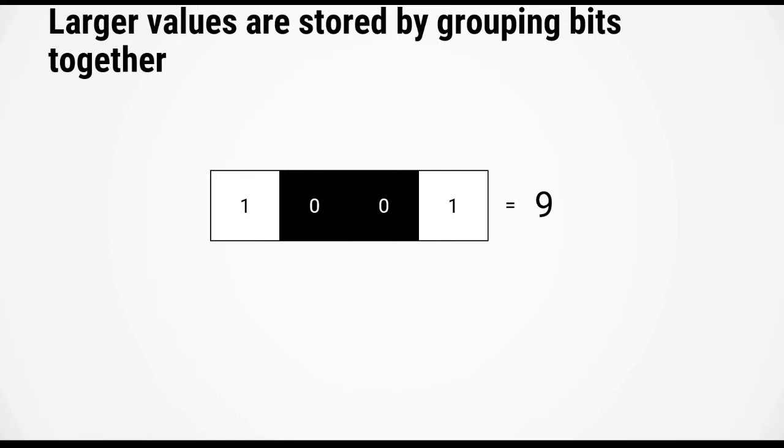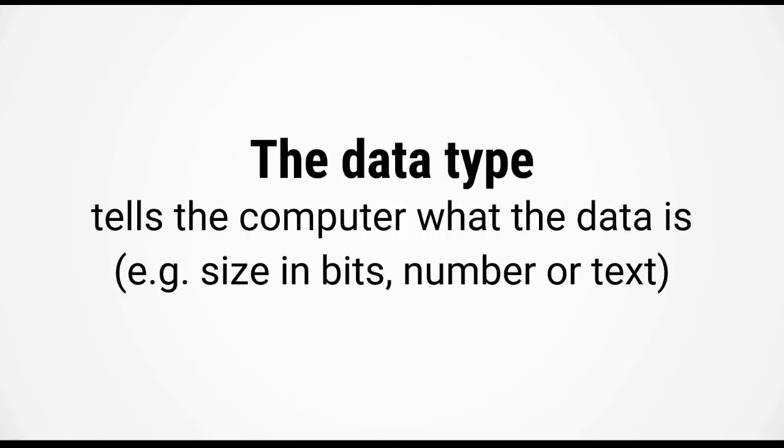Now, the question that I want to answer in this video is how the computer knows what a group of bits represent. For example, how should the computer know if the data is numerical or text? And the answer here comes down to the data type. The data type of a variable tells the computer how to represent the data. In other words, the data type specifies the size of the data in bits, as well as information like whether the data is numerical or text.